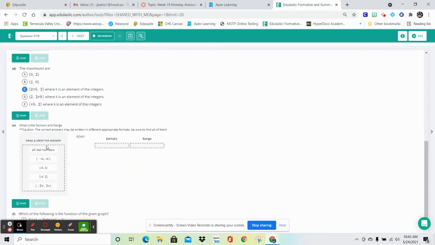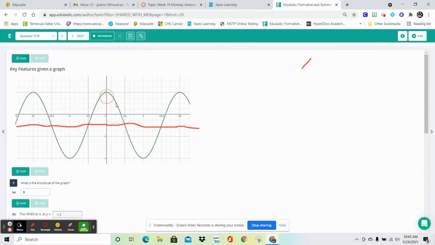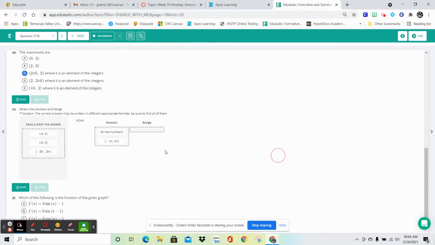Now we want to drag the domain. The domain for sine and cosine functions is all real numbers. For this one, the correct answers may be written in different appropriate forms, so be sure to find them all. There's another way to say all real numbers, so make sure you click both of those. The range, though, is limited from the low point -4 to the high point 2. Both are included, so you have to pick the one in brackets. So bracket -4 to 2.